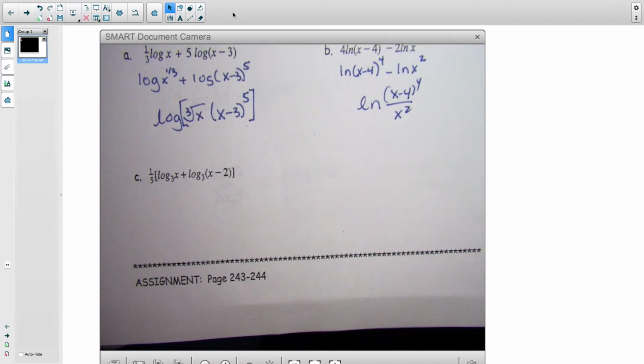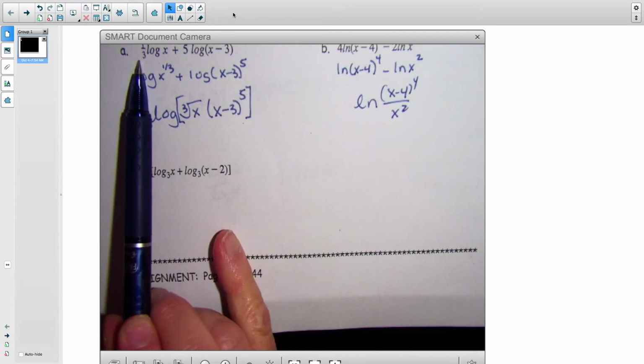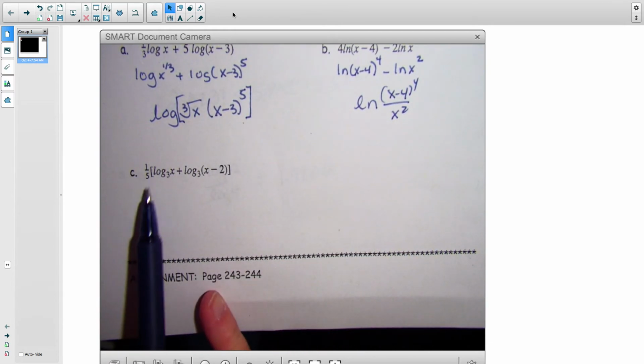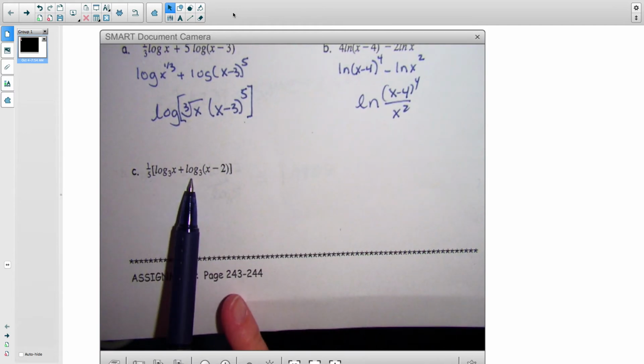Careful on C. What's the first thing you're going to do? Take the fifth root of all of that. Can we take the fifth root of all of it? This is where I said be careful. See how the 1/3 is in front of the log in A and 5 is in front of the log here? The 1/5 is not in front of each one of these.